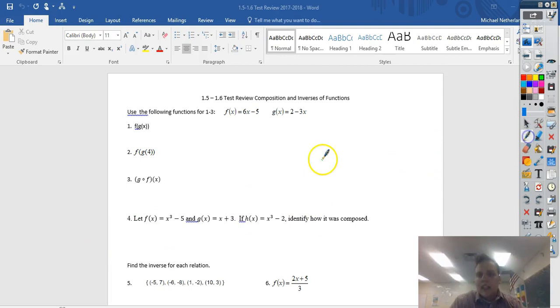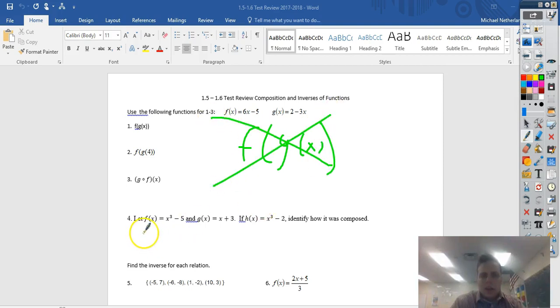Okay, so it seems that this did not work. f of g of x, for number 4, that seems to have not worked. Okay, so let's try g of f of x. Let's give this one a shot. All right, so we're going to take the f function and plug it in for x on the g function. So we're going to have x cubed minus 5 plus 3.